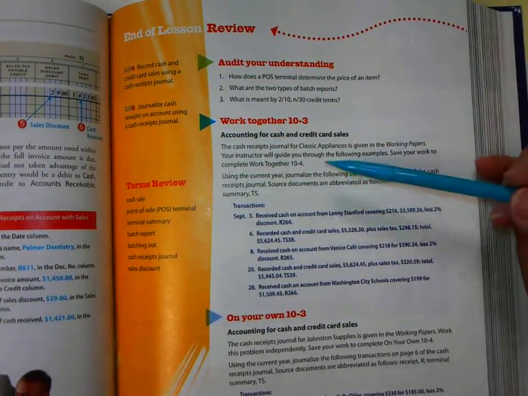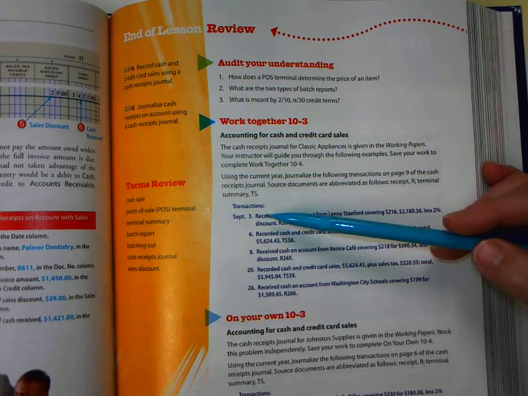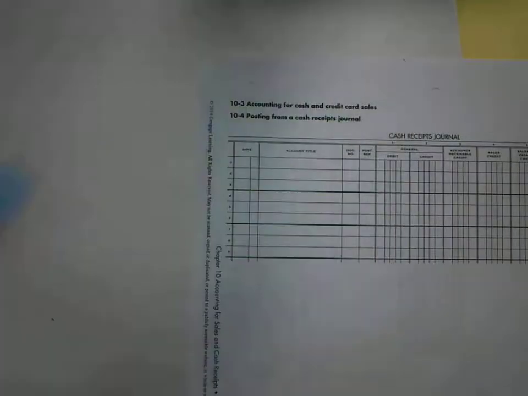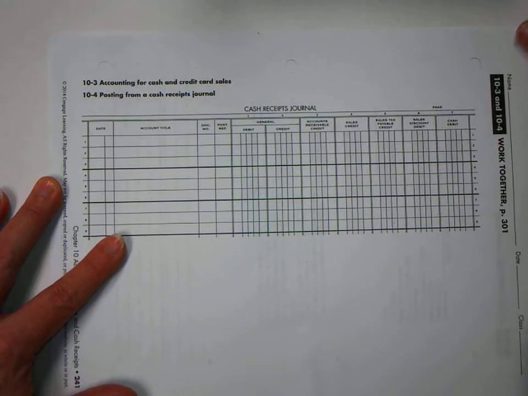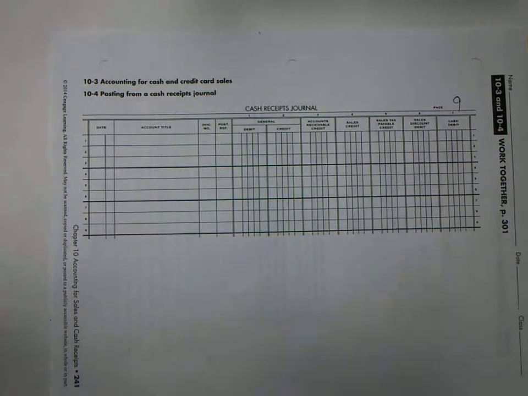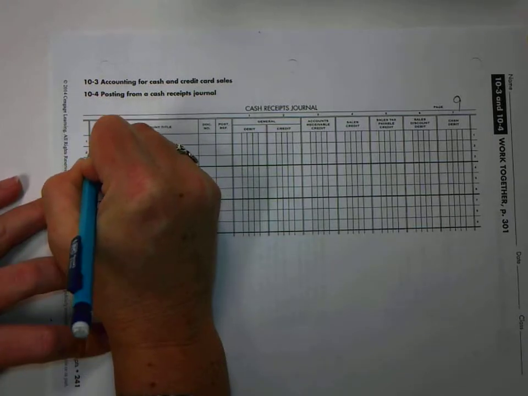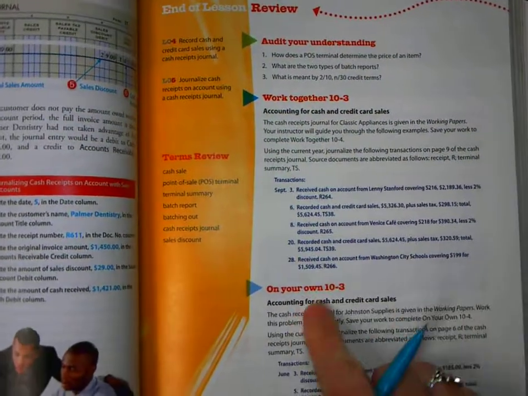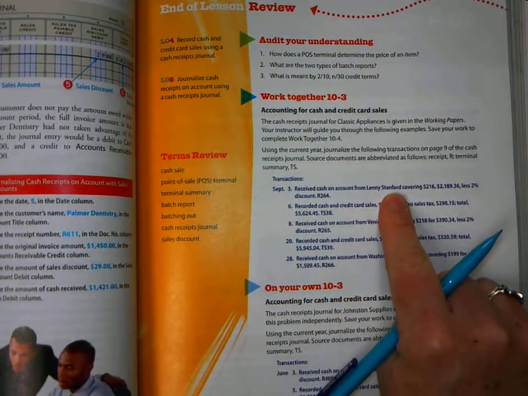All right, so back to the working together. Basically here we have just some transactions that we'll need to record for September. Page 9 of the cash receipts journal. So in your working papers, you've got this cash receipts journal here. It did say it was page 9. And our first one is for September 3rd. Okay. So received cash on account from Lenny Stanford.